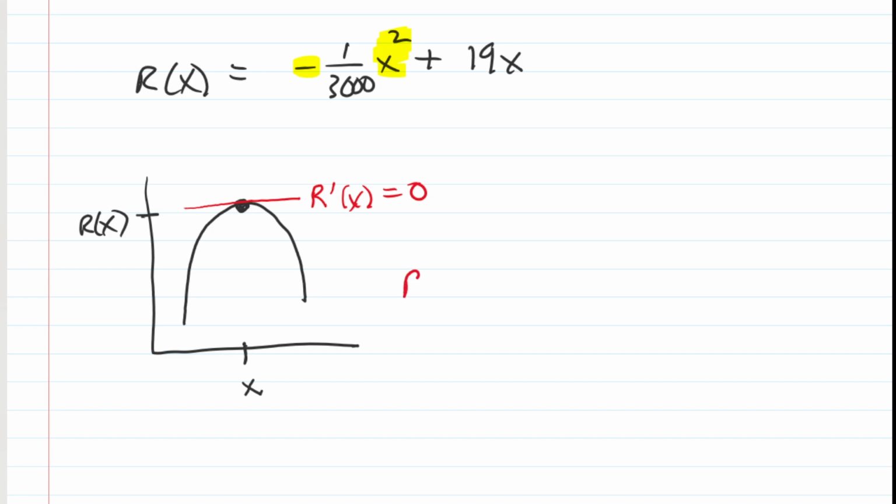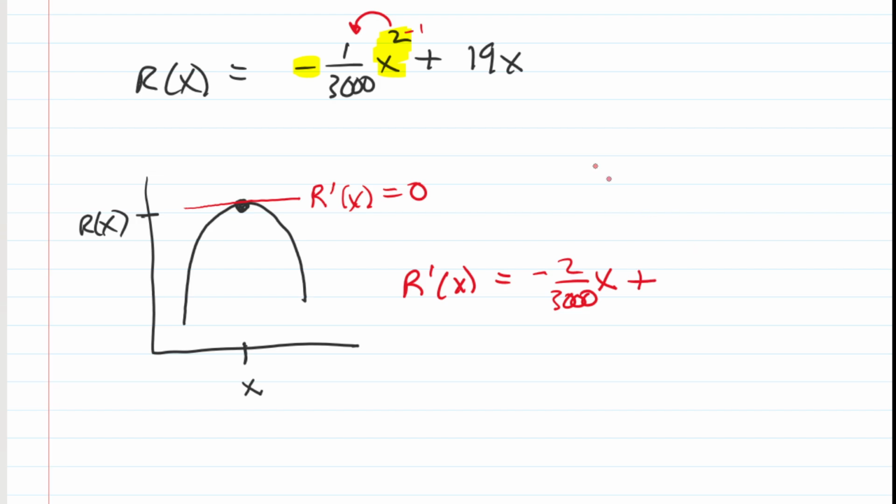So here we go. We're going to find the derivative. We're going to find r prime of x. So we're taking the derivative of our r of x function. And to do that, we'll just use a simple power rule. So we're going to multiply the power of 2 by that coefficient. So we'll get negative 2 over 3,000. And then our variable x will be now raised to the power of 1. Remember, you have to subtract 1 from the original power. So now we have x to the 1.